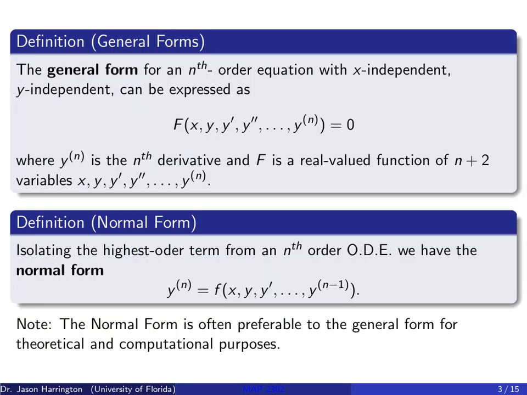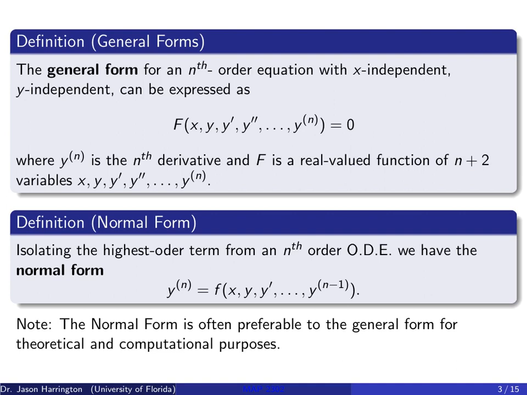So let's go ahead and begin with the definition of a general form, and then we're going to start with a normal form. For a general form of an nth order equation with x independent and y dependent, basically what this says is that we're going to have a function of x, y, the first derivative, second derivative, all the way up to the nth derivative, and it's going to be equal to 0. You'll notice that we actually have n plus 2 variables because we have x and y, and then all of the derivatives: first derivative, second derivative, all the way up to the nth derivative has n variables here, and then we have x and y, so that's why we have n plus 2.